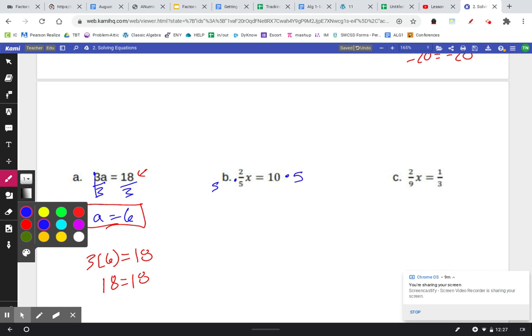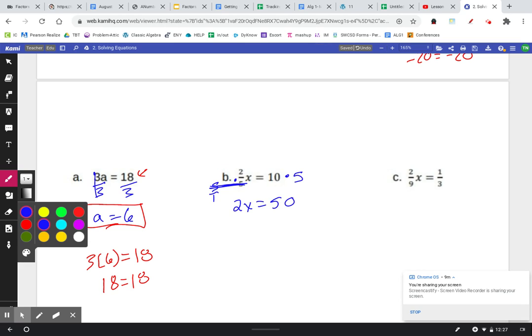So I notice 5 times 2/5, well, that's really 5 over 1, right? So 5 times 2 is 10. 10 divided by 5 is 2. It's going to leave us with this 2. Really, these 5s just cancel out, right? And now I'm left with 2x equals, well, what's 10 times 5? That's 50, right?